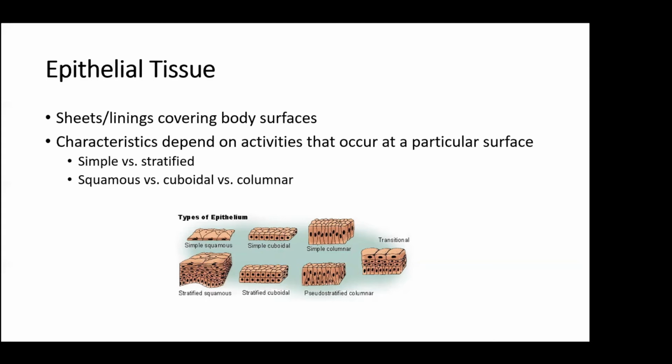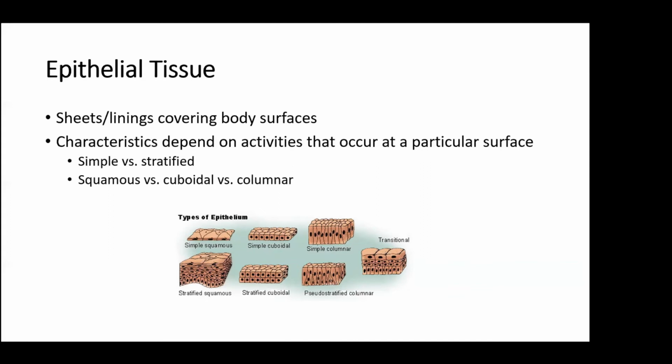So simple epithelium has one layer, so just one layer of cells. We can see those at the top of this picture here, simple epithelium. Stratified epithelium has multiple layers. So those are the images below, these two, that one. Multiple layers of cells composing that lining, creating basically a thicker lining.